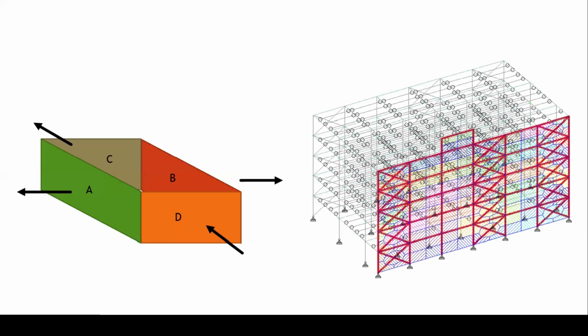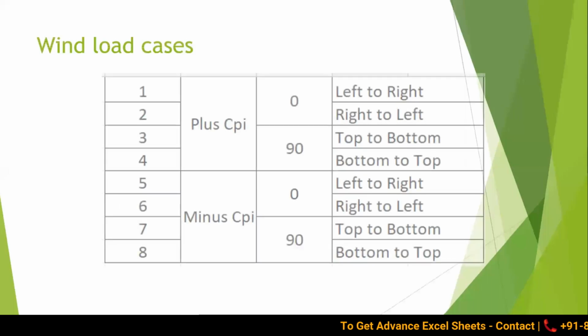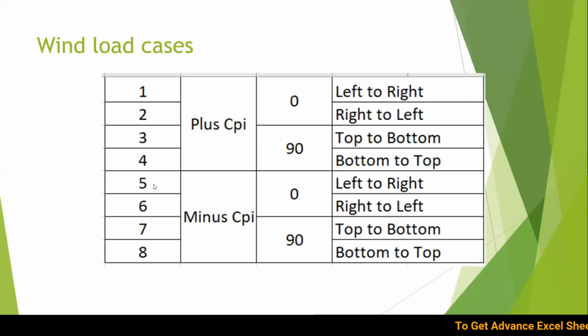So these are the four combinations of wind load. But again, we have plus value of CPI and also the minus value of CPI. So again, we have four combinations for plus and four combinations for minus. So we have 8 wind load combinations. 0 degree and 90 degree, again left to right, right to left. So in this case, for wind loads, we have these 8 wind load combinations.